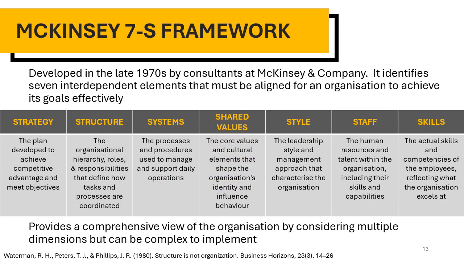The McKinsey 7S framework is a little more comprehensive and complex. It has 7 interdependent elements that must be aligned for an organization to achieve its goals. Those elements are strategy, structure, systems, shared values, style, staff, and skills. So while it's very helpful in how comprehensive it is, it can be really challenging to put it into place. So sometimes it can be tricky to implement for organizations.